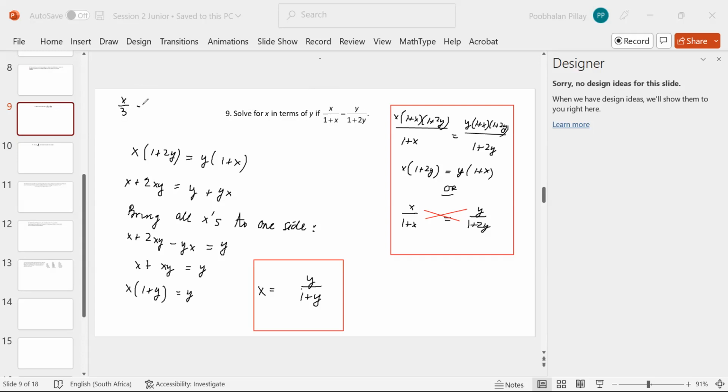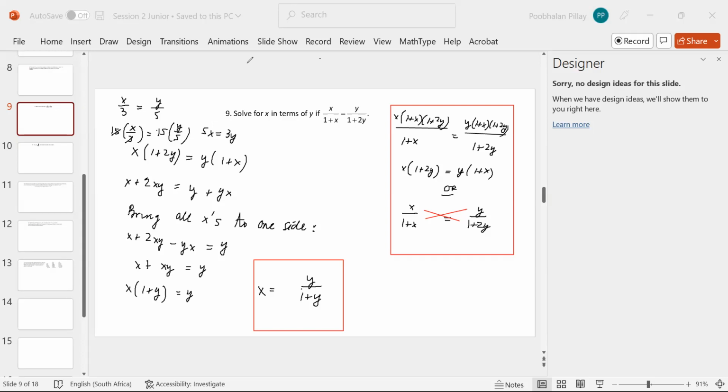If I had, for instance, x over 3 equals y over 5, then you look at 3 and 5, you take a common multiple, and a very nice common multiple will be the product of these two. So 3 times 5 is 15. Then you multiply both sides by 15. Now 3 goes into 15 5 times. 5 goes into 15 3 times. And there you have it.